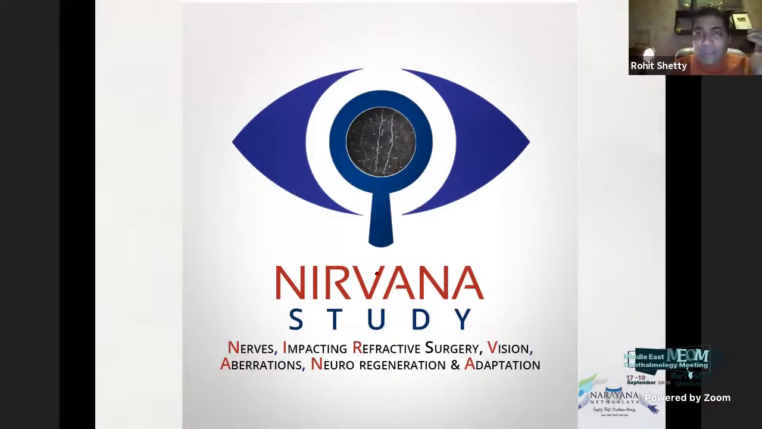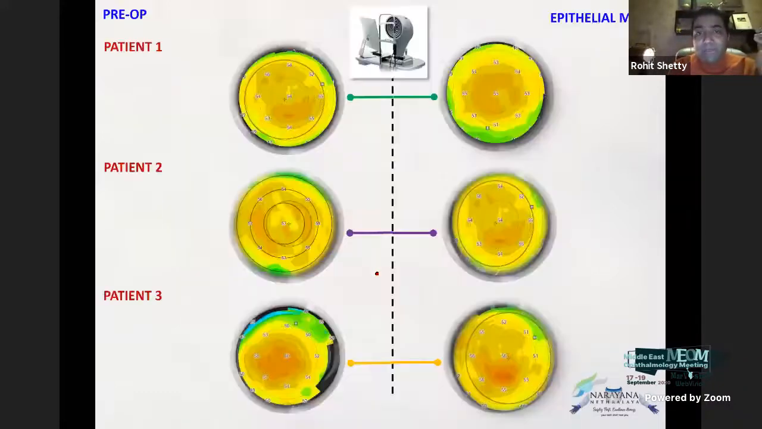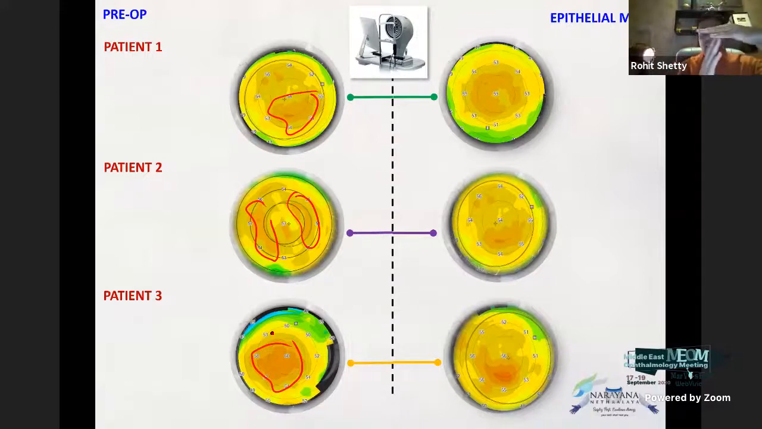Why do you think the epithelium and nerves are important? It's because of this. If you look at the epithelial maps, we have different types of maps. We have maps like this and like this. These are all patients who come to you for refractive surgery. Now, let's see what happens if I check their corneal nerves. Why it is important is that epithelium and nerves are connected to each other. A healthy epithelium has healthy nerves. An unhealthy epithelium has unhealthy nerves. So they are all hand in glove.